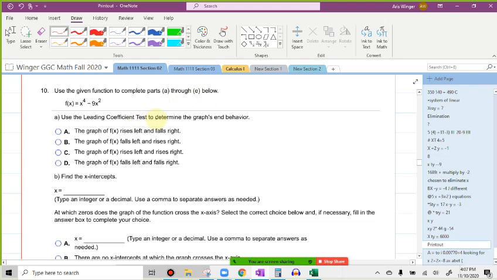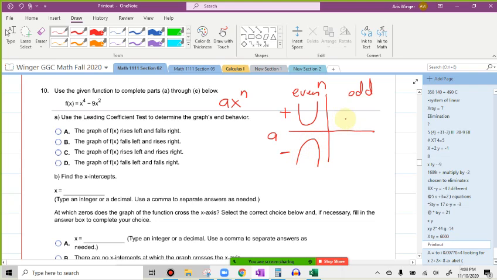Use a leading coefficient test to determine the graph's end behavior. We said this before about, we're talking about n and a. If we have ax to the n power, if a is positive, if a is negative, if n is even, and when n is odd, right? And so this thing here looks like this, looks like this, looks like this, and this looks like this. So then right now the highest power is 1x to the fourth. 1 is positive, 4 is even, and so that means it's going to rise to the left and rise to the right.